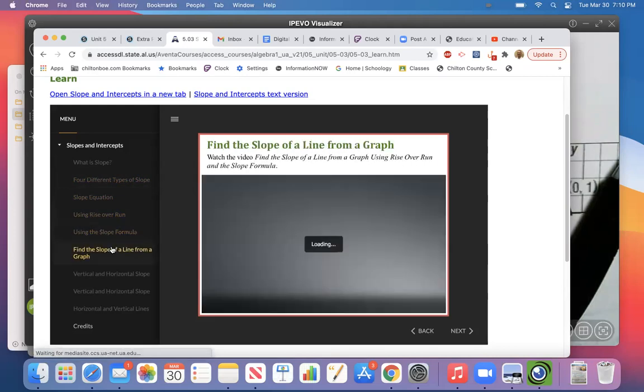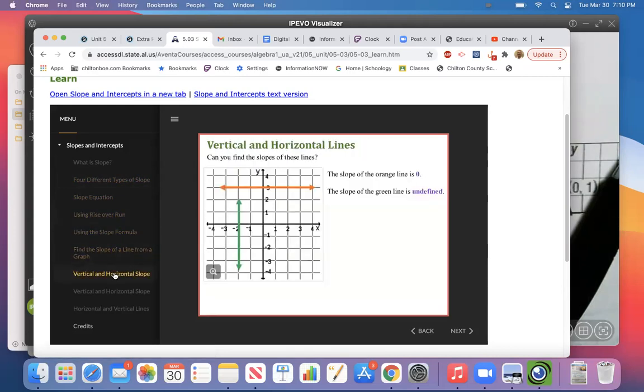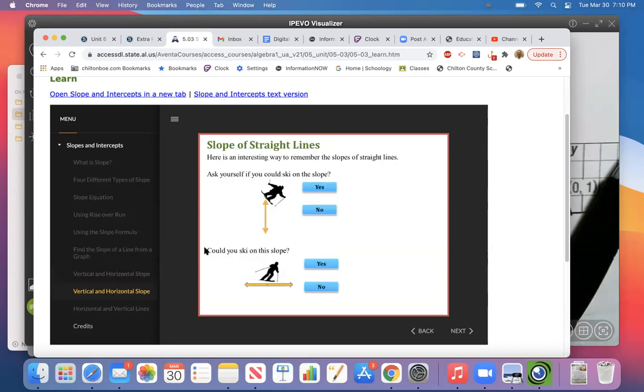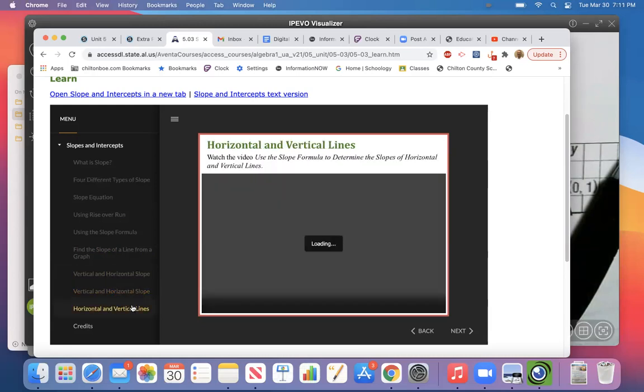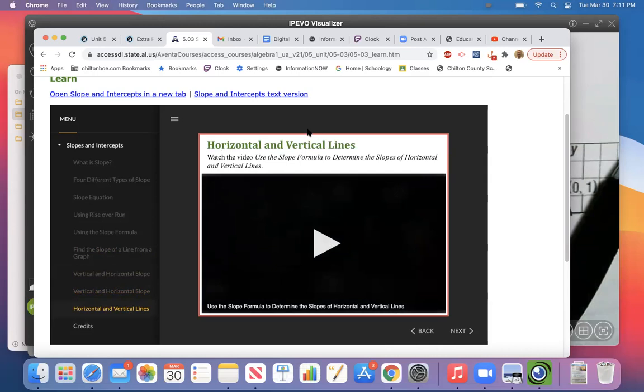These videos are all here if you want to watch them later. Here's an example of 0 slope. Here's an example of undefined slope. Ask yourself, could you ski on this slope? The answer is no. You would just fall down. That is an undefined slope. Could you ski on this slope? You could. It's flat. You'll just have to work a little harder. This is 0 slope. This is undefined slope.